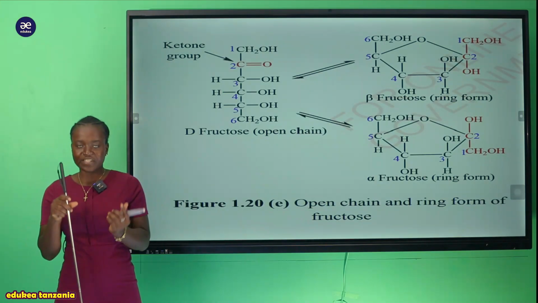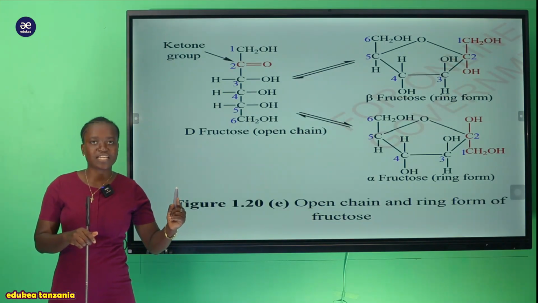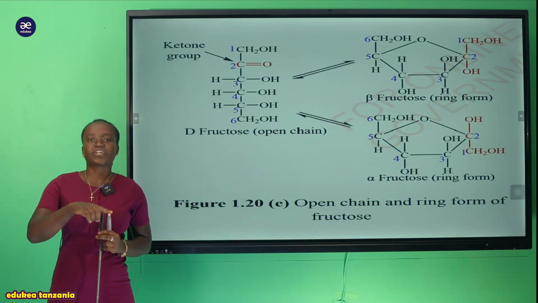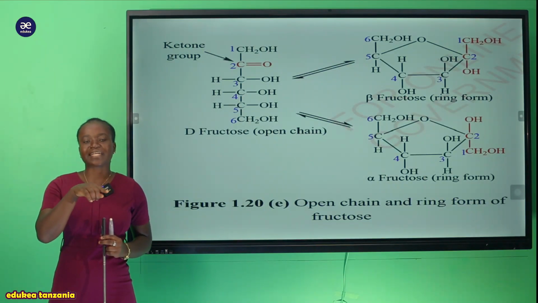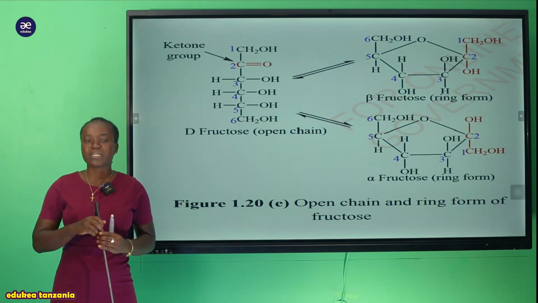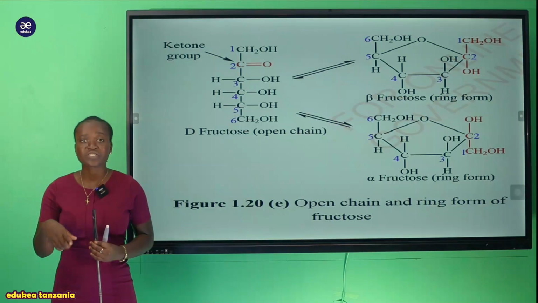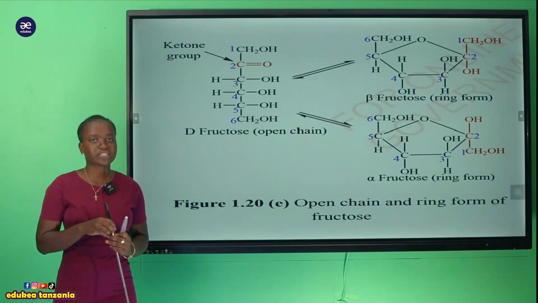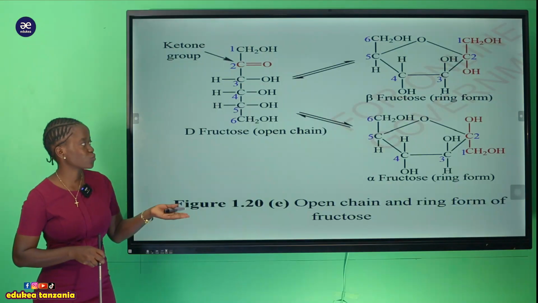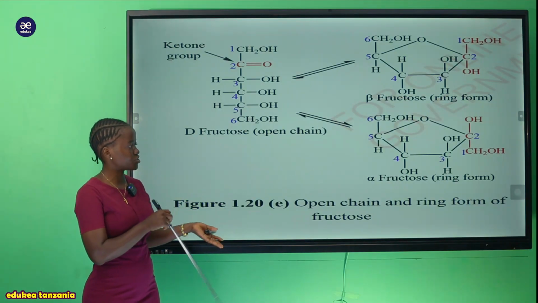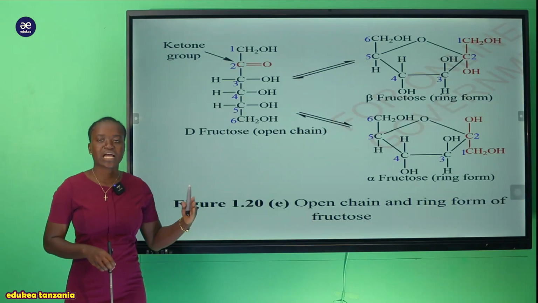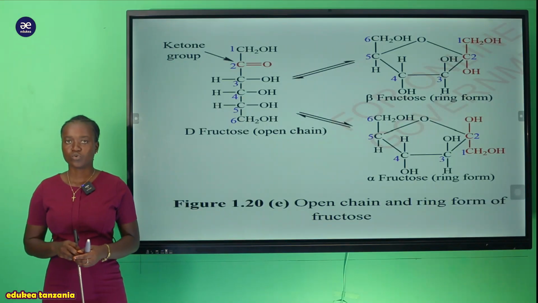But the difference between the galactose and glucose is due to the orientation which is found in carbon number 2, that is orientation of hydroxyl group. So that is the thing that you have to keep in your mind, and you have to know how to draw the structure, the open structure, and the ring forms of fructose, galactose, and glucose.